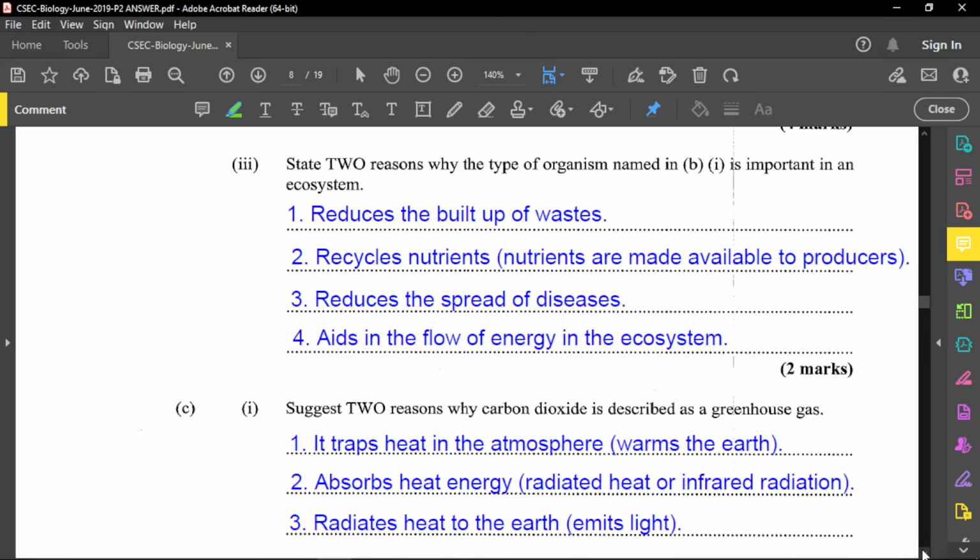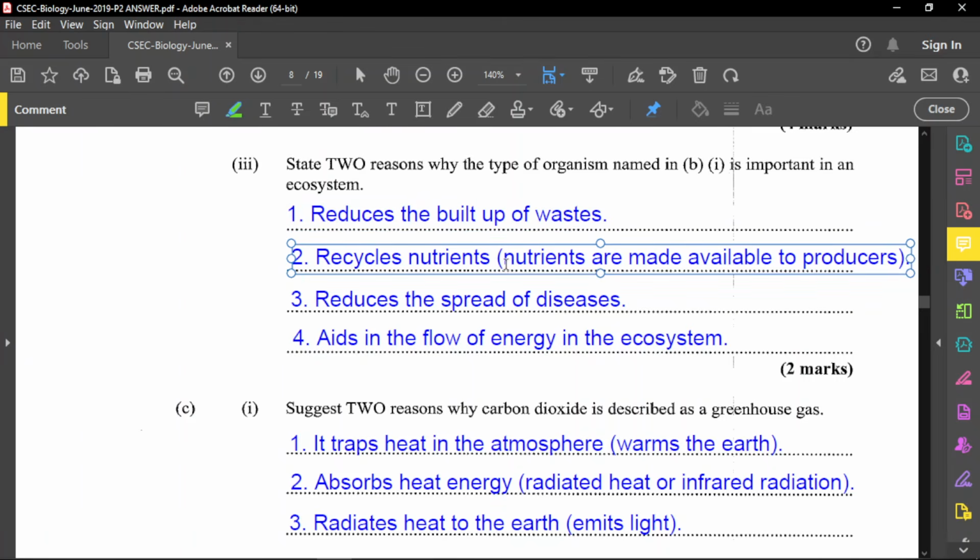And again, please observe the marks to guide you in answering the questions. I cannot overemphasize that. Now, for part 3, it says state 2 reasons why the type of organism named in B1 is important in an ecosystem. And we're talking about decomposers again. Decomposers help to reduce the buildup of waste. Imagine without any decomposers, then dead organisms, whether plant or animals, will just keep piling up. So they help to reduce the build up of waste materials.